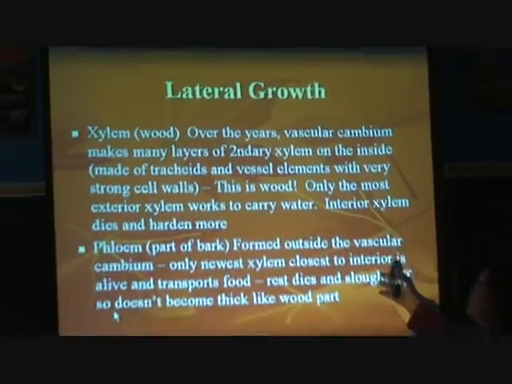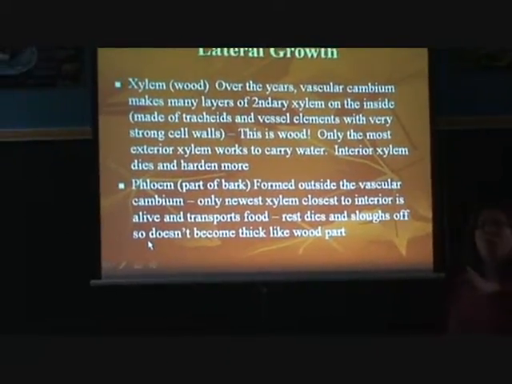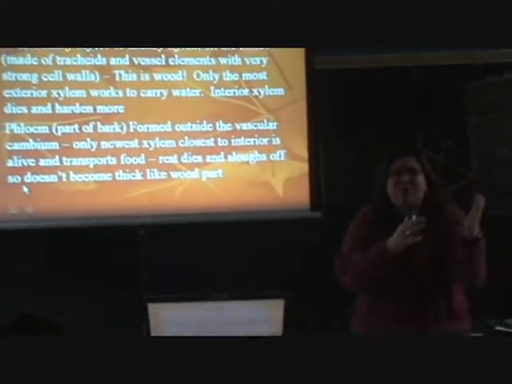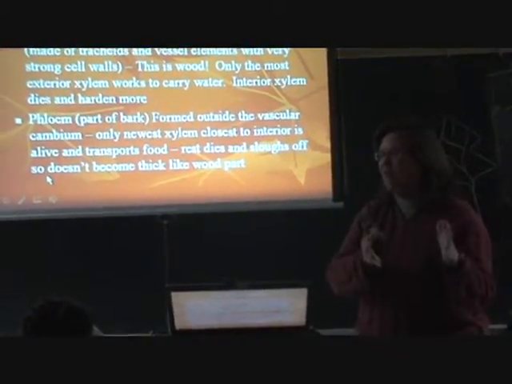Basically, the xylem's the wood, the phloem is the bark. Although it's not just the phloem that's the bark, there's something called cork, which forms outside the phloem. So the bark is basically the phloem and the cork. Okay, and the wood is the xylem.